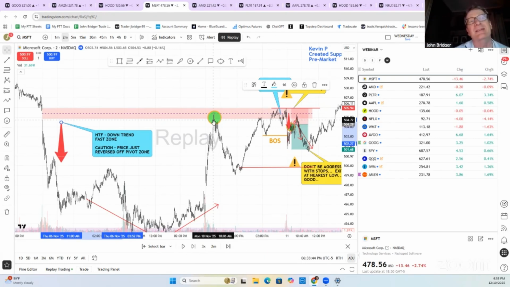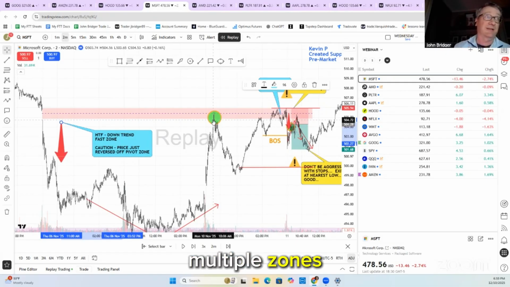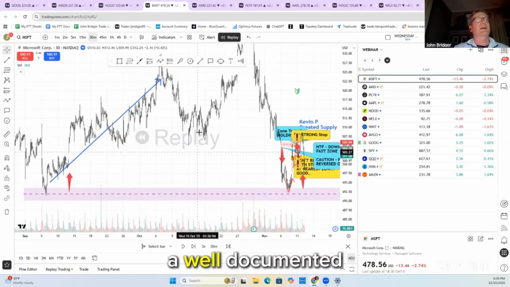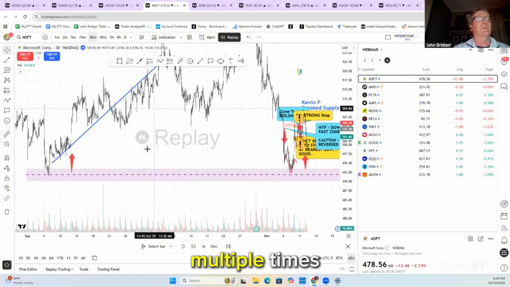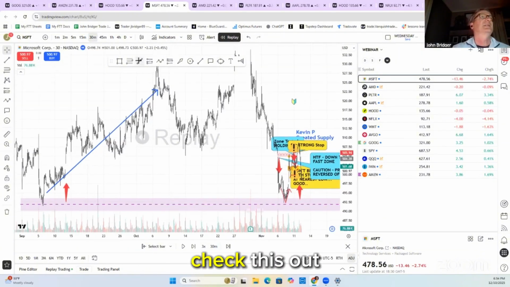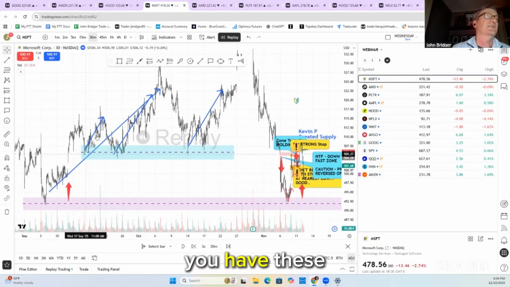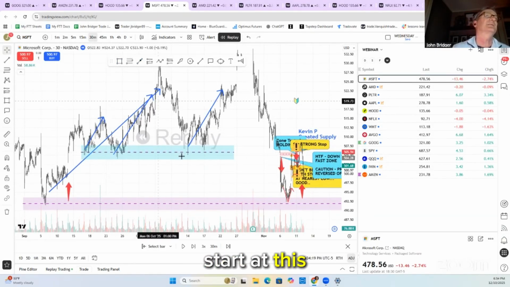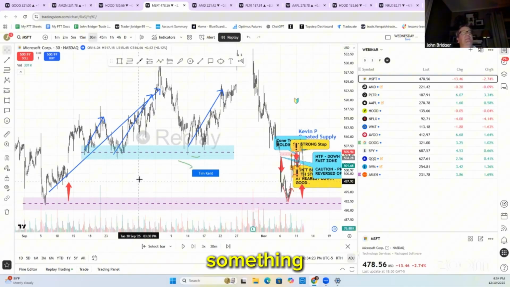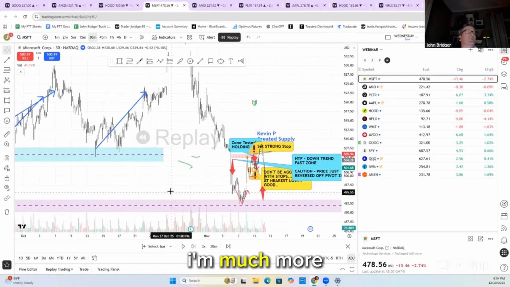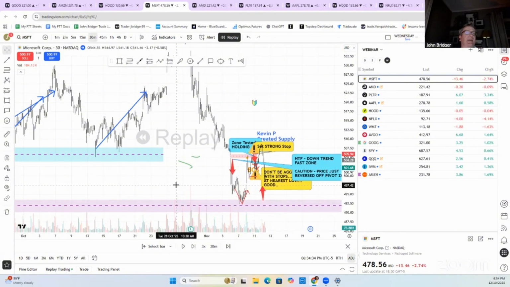In my opinion, personally, I'll hit multiple taps when it's a pivot area, right? If I've got a well-documented pivot area where price reacts multiple times, like you see here, check this out here, right? Boom, see that? This is what I would call a pivot, see how these runs start at this location? I will trade something multiple times when I know that. If it's not that, I'm much more leery about trading something that's been tapped more than once.